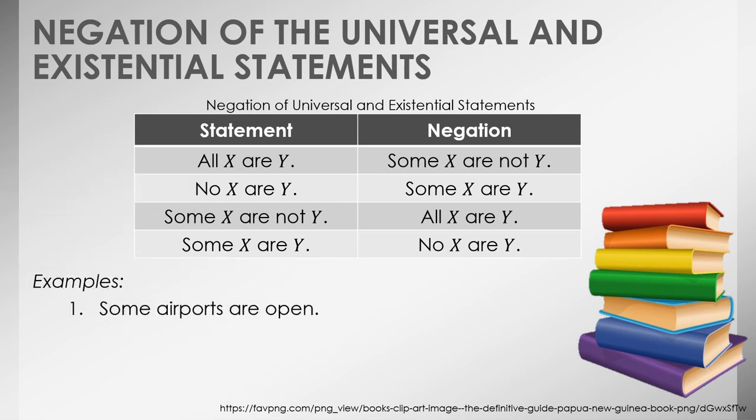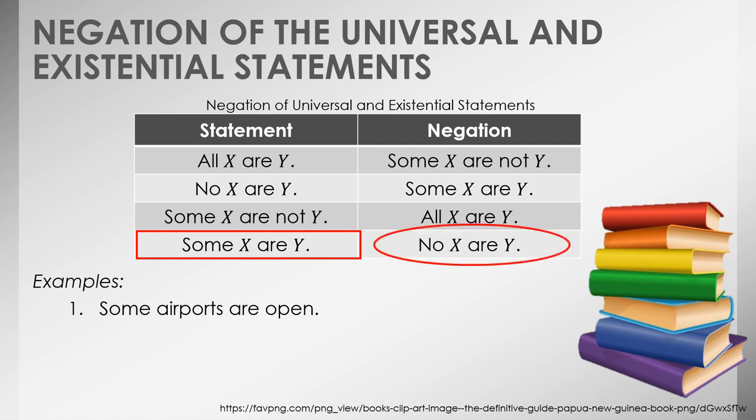The first one is this. Note that the given statement follows the same pattern with this, which means the negation can easily be obtained by following this pattern. Also, note that in this case, our x is the word airports and our y is the word open. Thus, our negation is no airports are open.